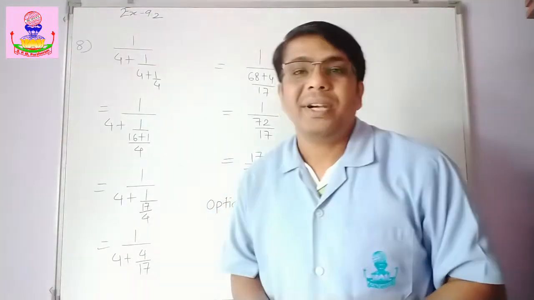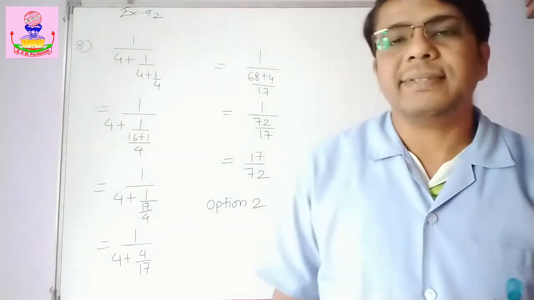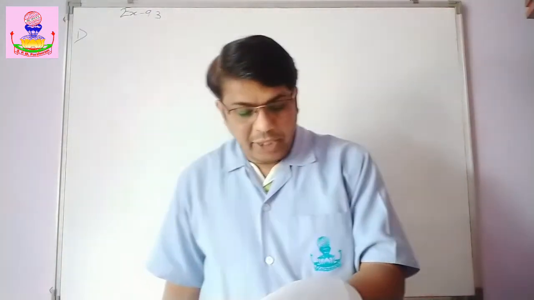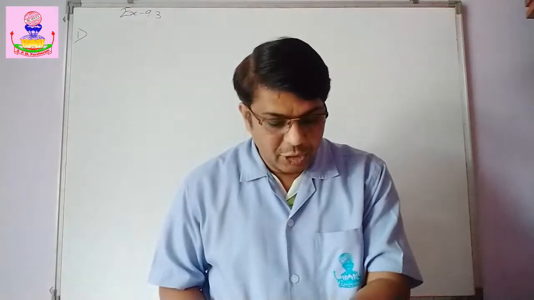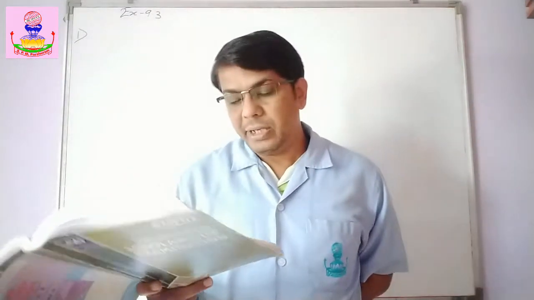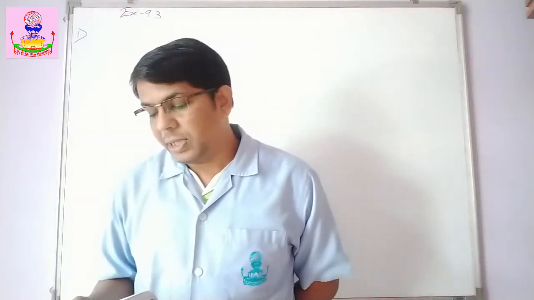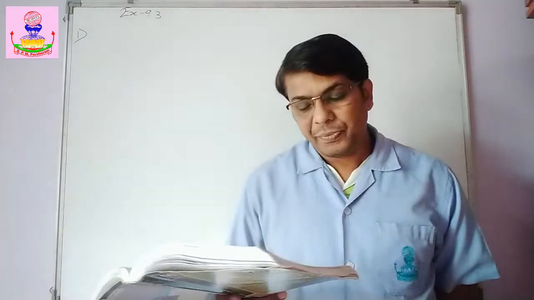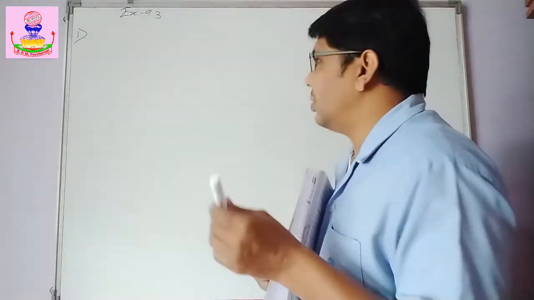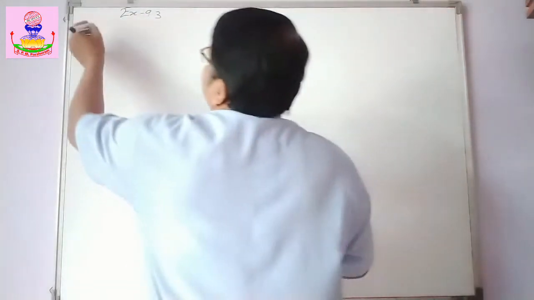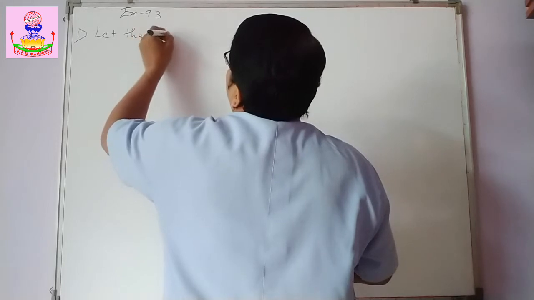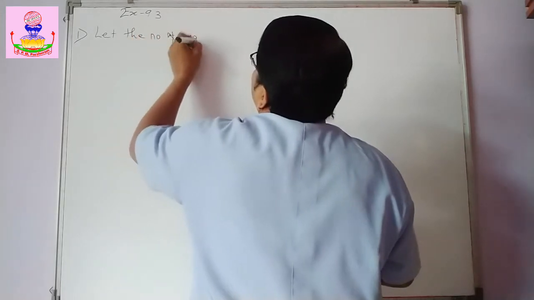Okay. So now exercise 9.3. Now see 9.3 number 1. If 3 upon 7th of a book and 15 additional pages are read, 49 pages of the book are left to be read. How many pages does the book have? So what we can say, let the number of pages the book has be x.